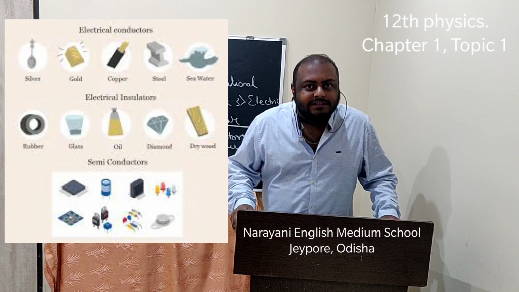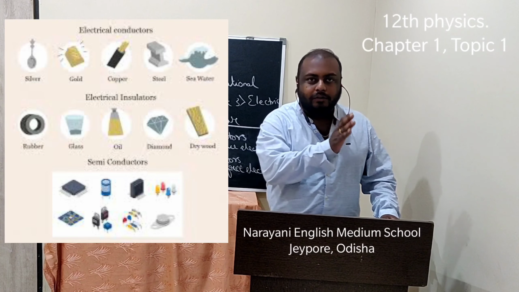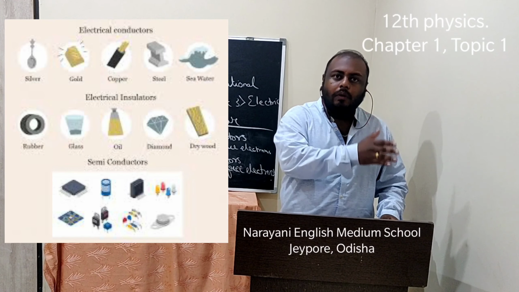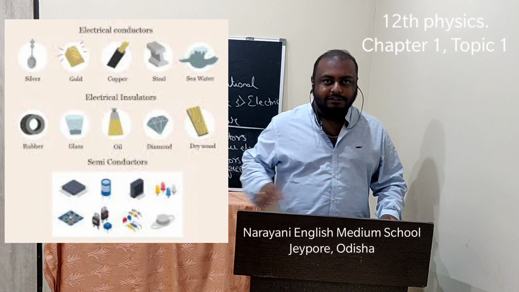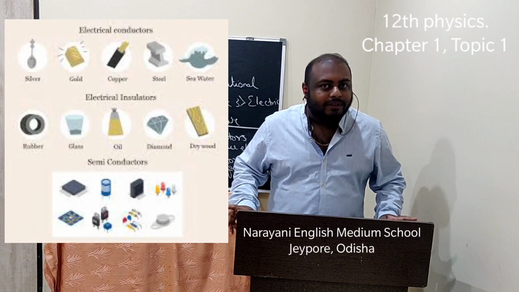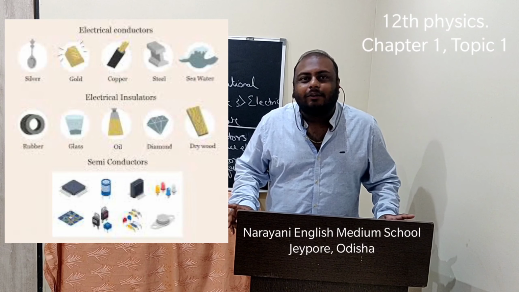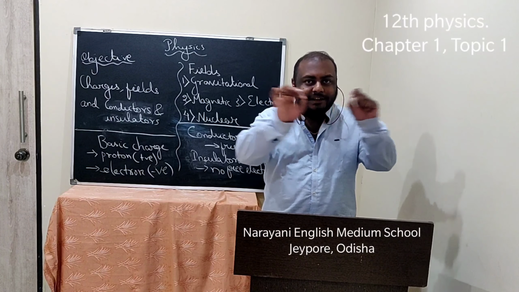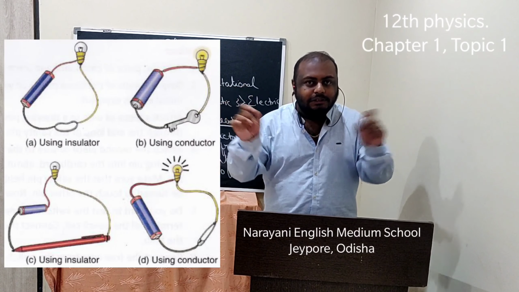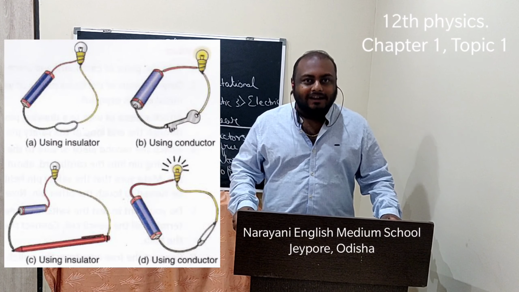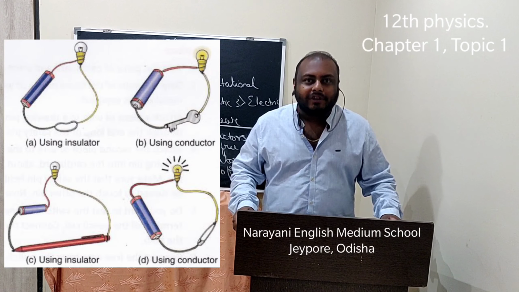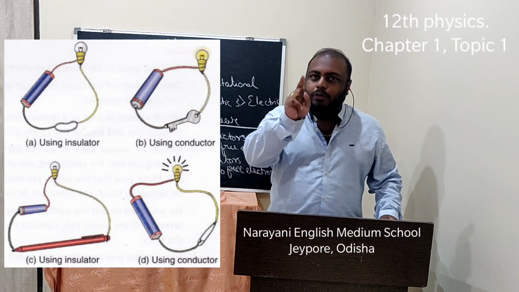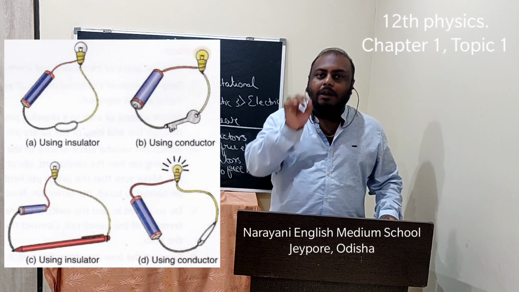Conductors are bodies which have free electrons and allow the electrons to flow from one region to another region, whereas insulators do not have free electrons and they cannot allow the electrons to flow. For example, if we take a plastic wire, it is an insulator. You cannot connect a plastic wire to the two ends of a battery and expect current to flow.